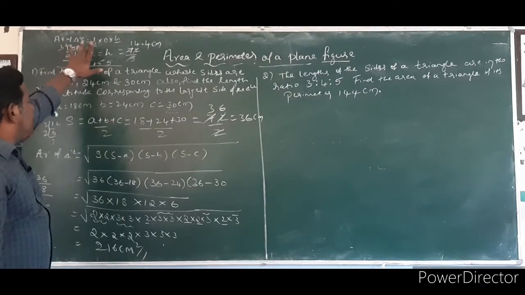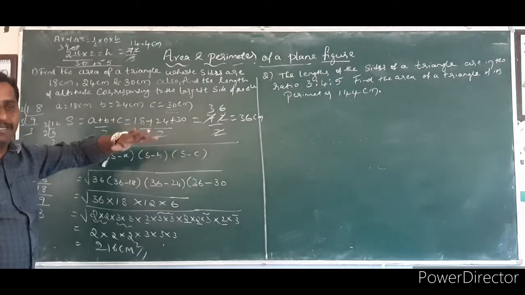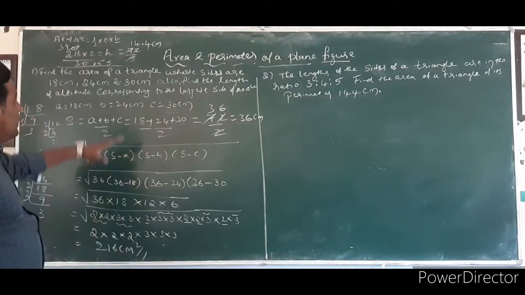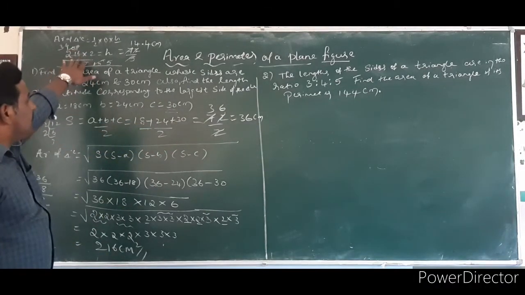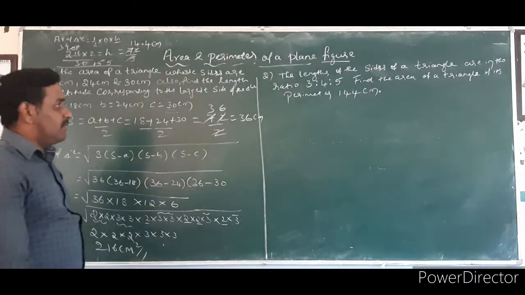Here we have to consider the base value as 30 because we have to consider the base as the largest side. So already we know how to find the area, and if you put the base as 30, you can interchange and find the value of height by using this formula.